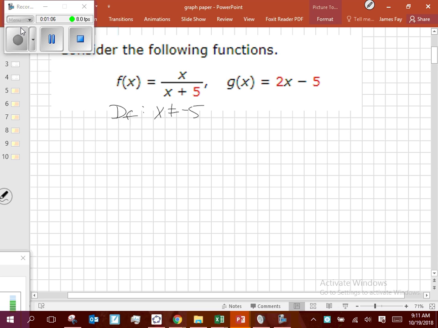What about g of x? Okay, so its domain is all real numbers, right? When I write x cannot be -5, the assumption is it can be everything that I did not write.